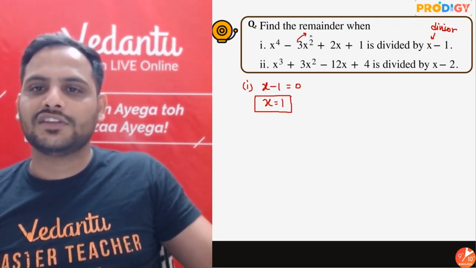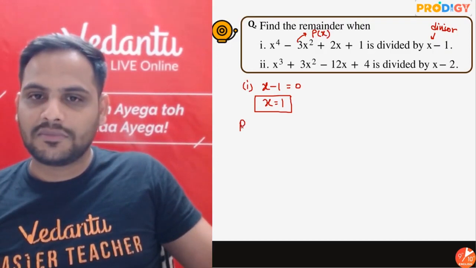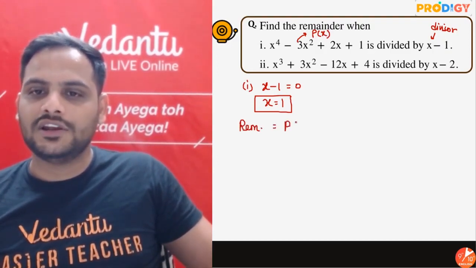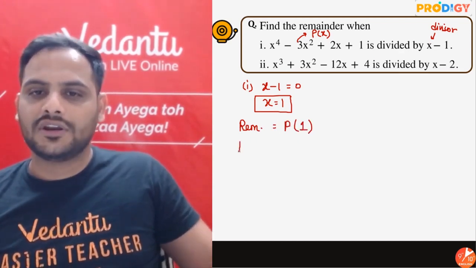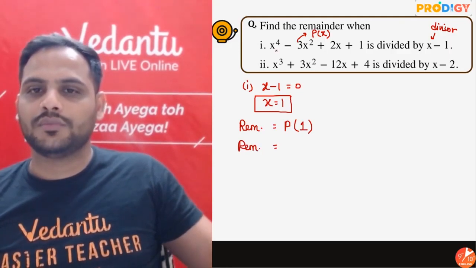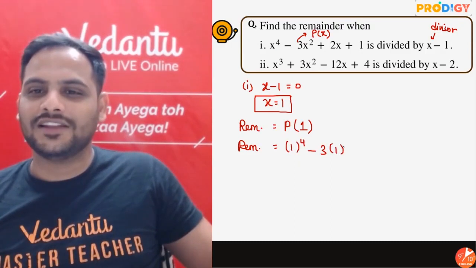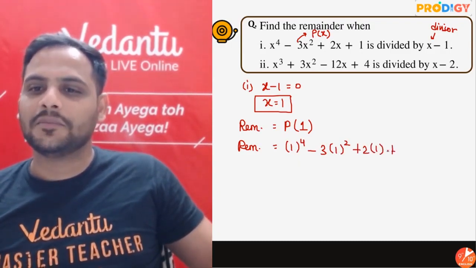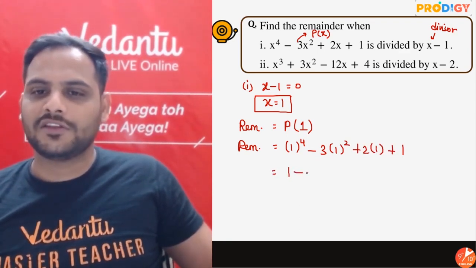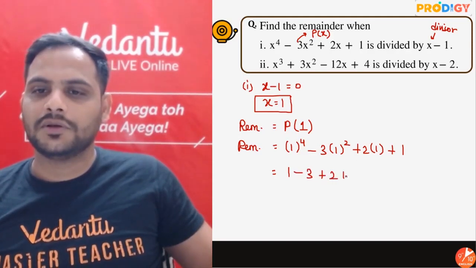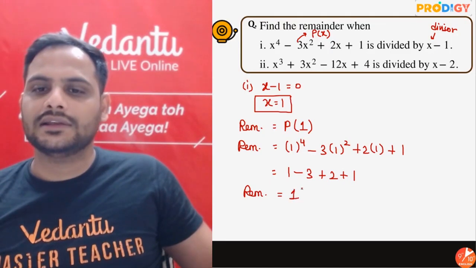This is my polynomial p of x, the dividend. So in the second step, my remainder will be equal to the value of the dividend at x equal to 1, which I got in the previous step. So remainder is equal to, put x equal to 1 over here: 1 raised to the power 4 minus 3 into 1 square plus 2 into 1 plus 1. So 1 raised to the power 4 is 1. 1 square is 1 only, into minus 3 is minus 3, 2 into 1 is plus 2, plus 1. So minus 3 plus 3 got cancelled. We got to know at the end the remainder is equal to 1.